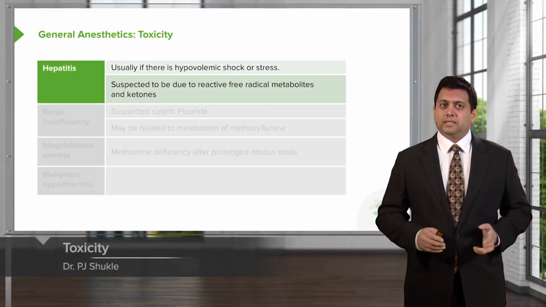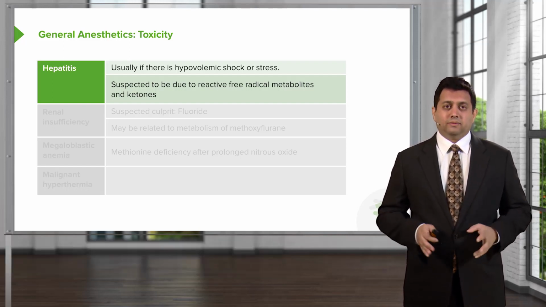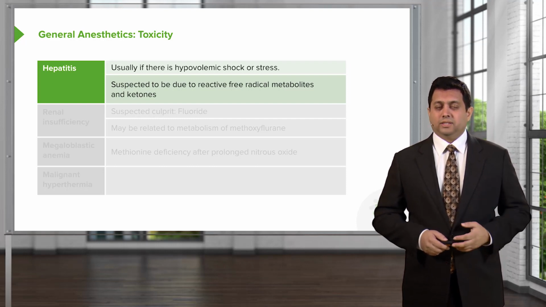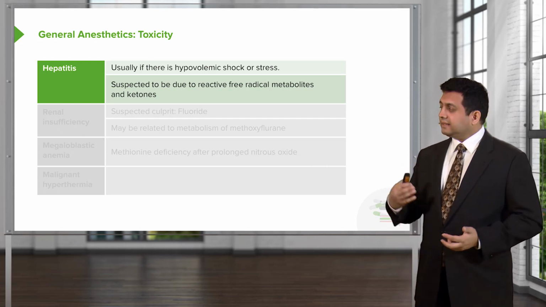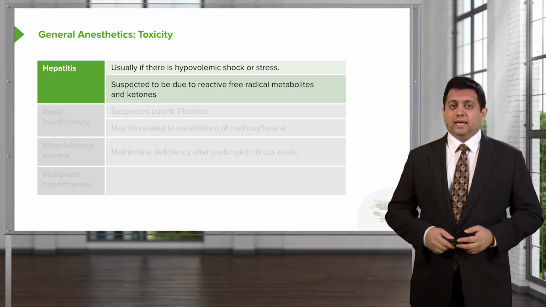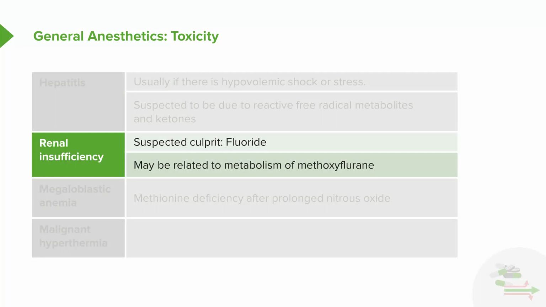In terms of toxicity, there are some concerns about all of these agents. Clearly, hepatitis is one of them because all of these drugs are broken down in the liver. Hepatitis is more of a concern if there's also hypovolemic shock or stress. Now, we think that the hepatitis is being brought about by free radical metabolites and ketones in the blood. Renal insufficiency, the suspected culprit is fluoride, and it may be related to metabolism of methoxyflurane, which does contain a fluoride ion.